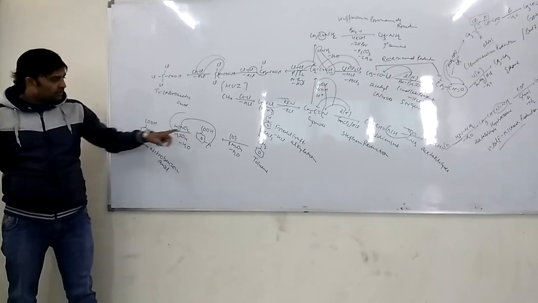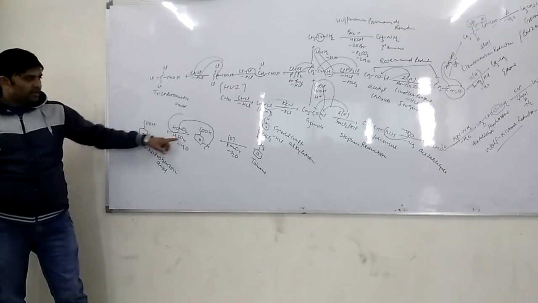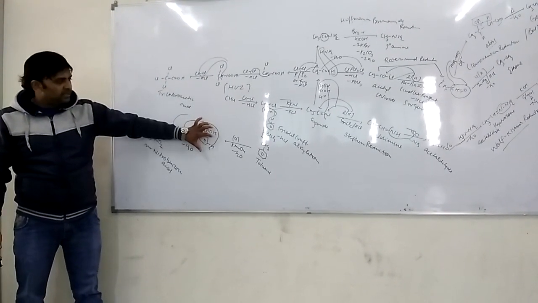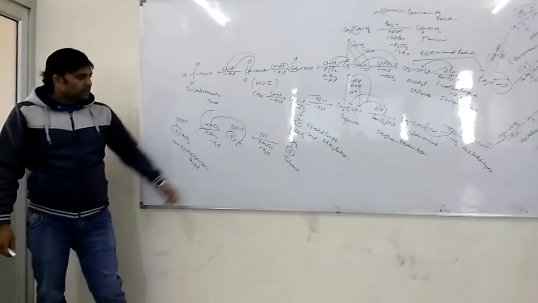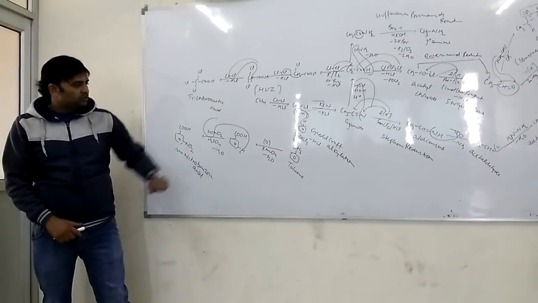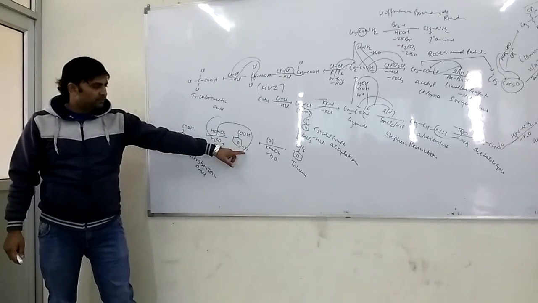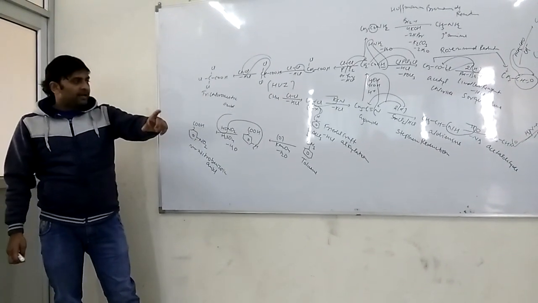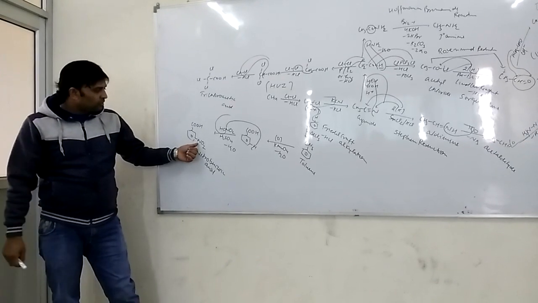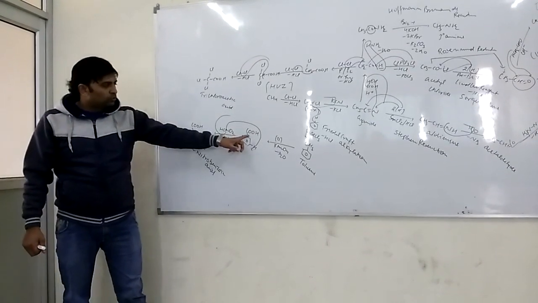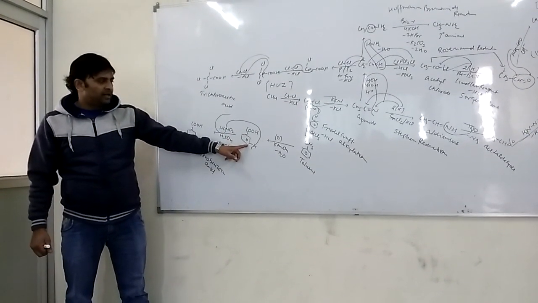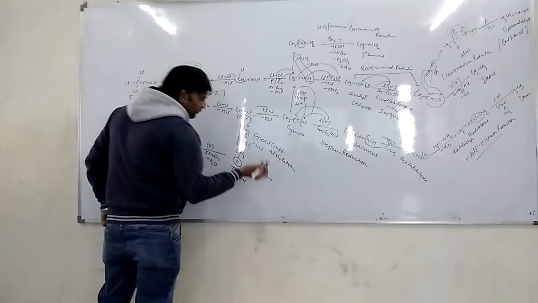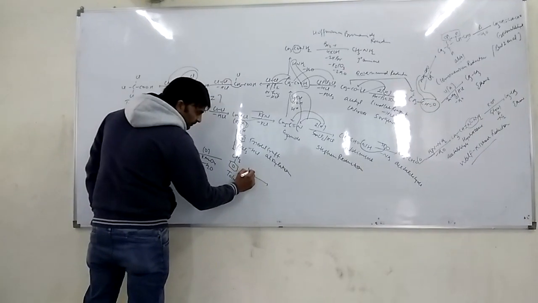That means if you have to attach this NO2 at the meta position, first oxidation is carried out before the nitration, because we know by oxidation we get the COOH group. This COOH is meta directing. So in the presence of COOH, the electrophile will attack at the meta position and you get meta nitrobenzoic acid. But if you want to attach this NO2 at the ortho or para position, then you will do the nitration first, followed by the oxidation.